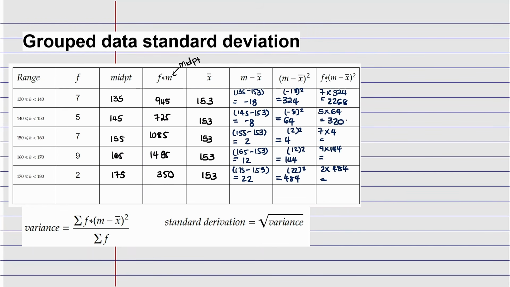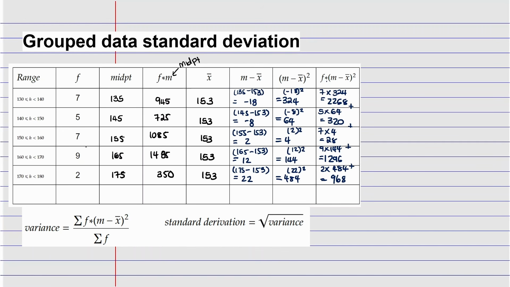Going to have 7 multiplied by 4, which is 28, right? You're going to have 9 multiplied by 144, which is going to give you 1,296. Then you're going to have 2 multiplied by 484, which is 968, right? So now remember to find out what the variance is going to be, it's going to be the sum of the last column. So I'm going to add this together, right?